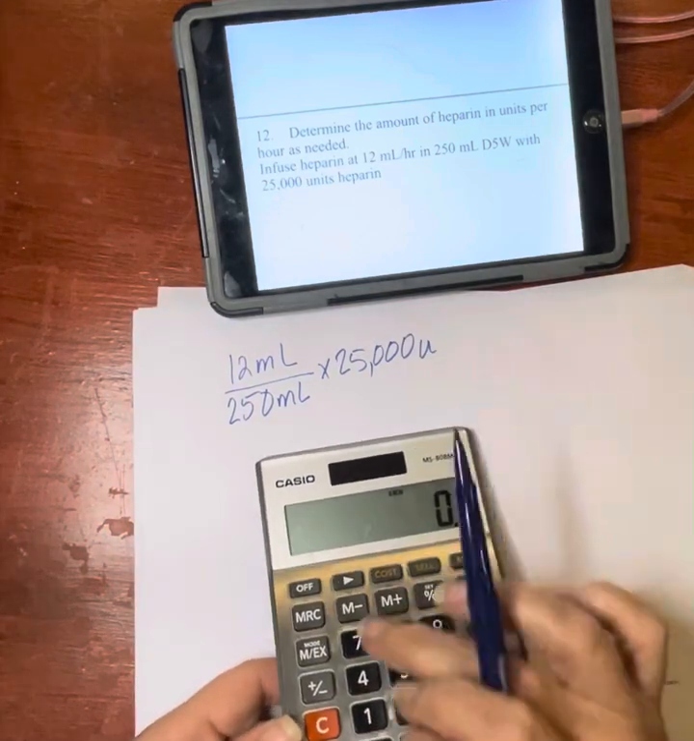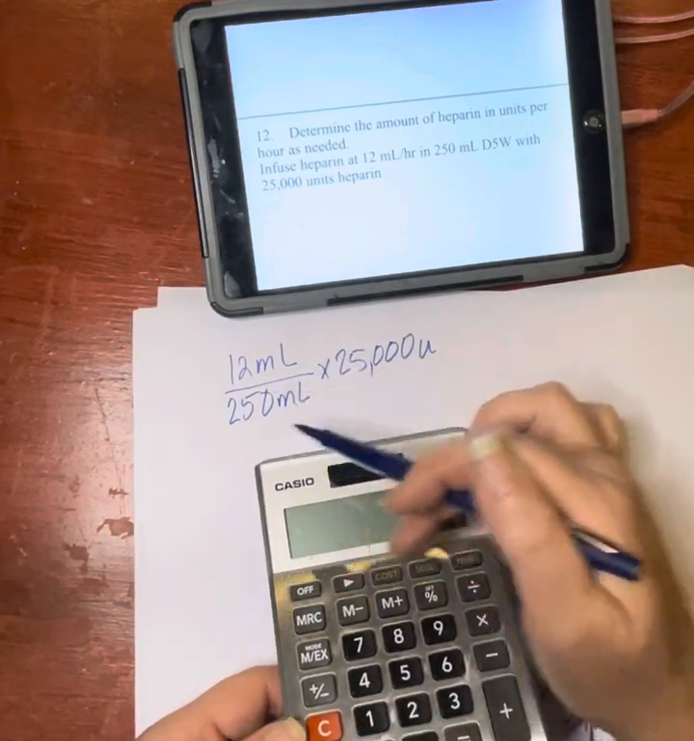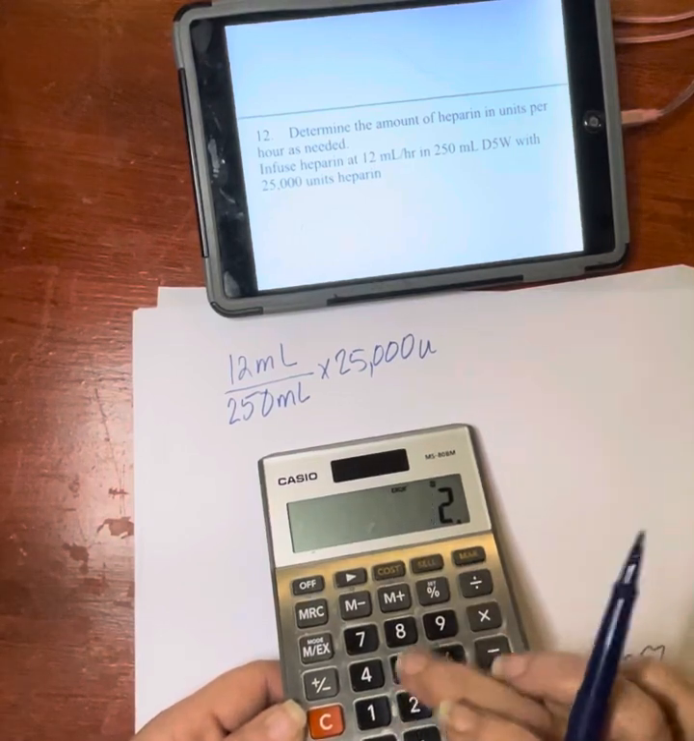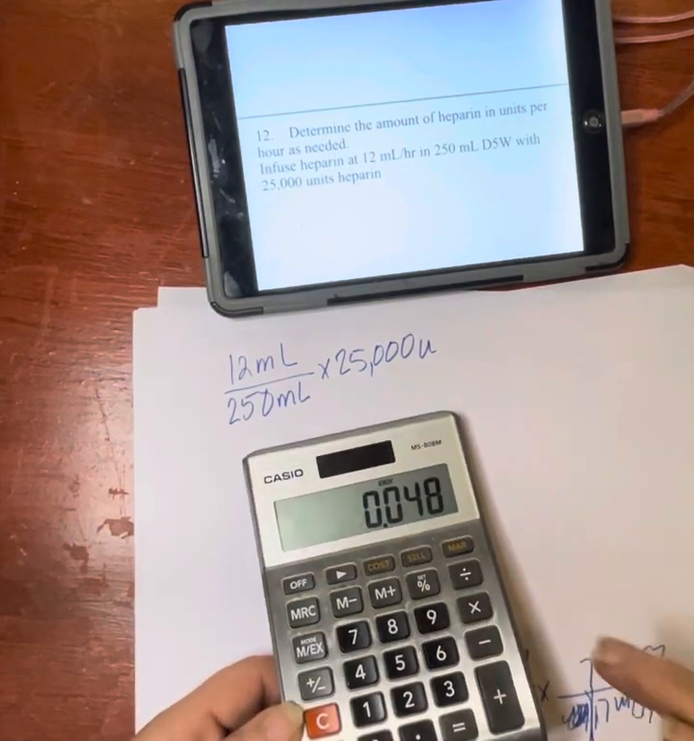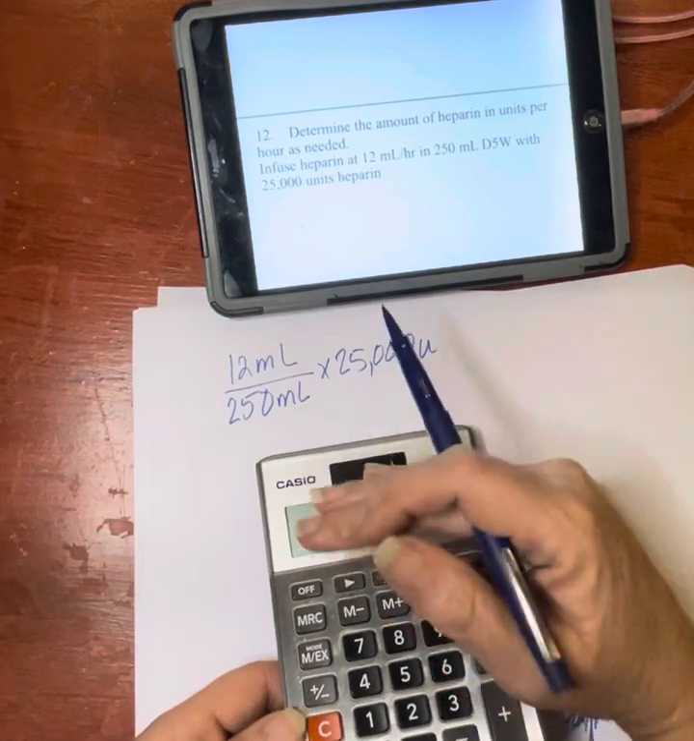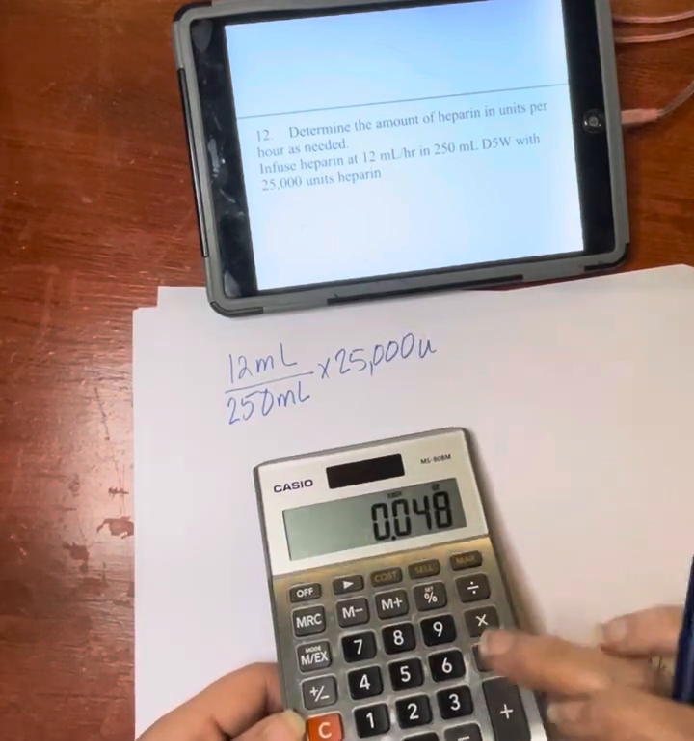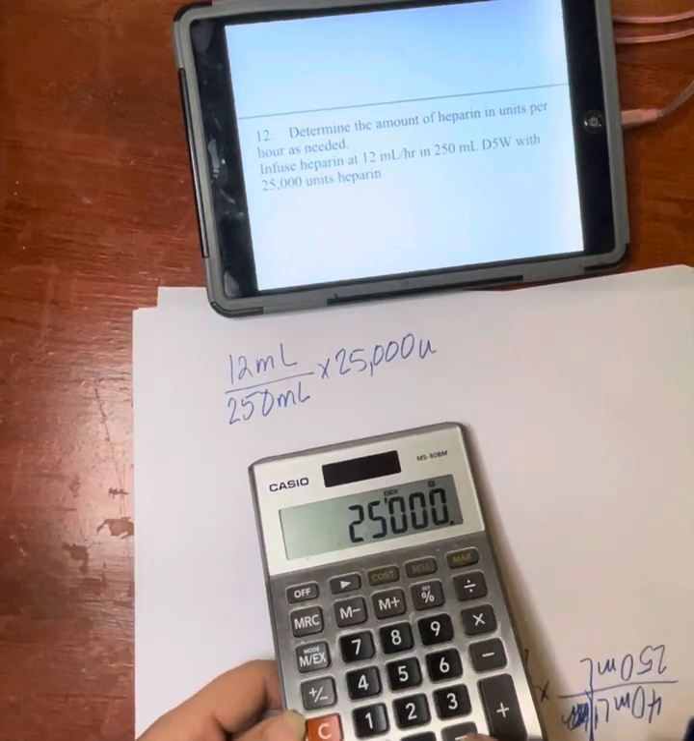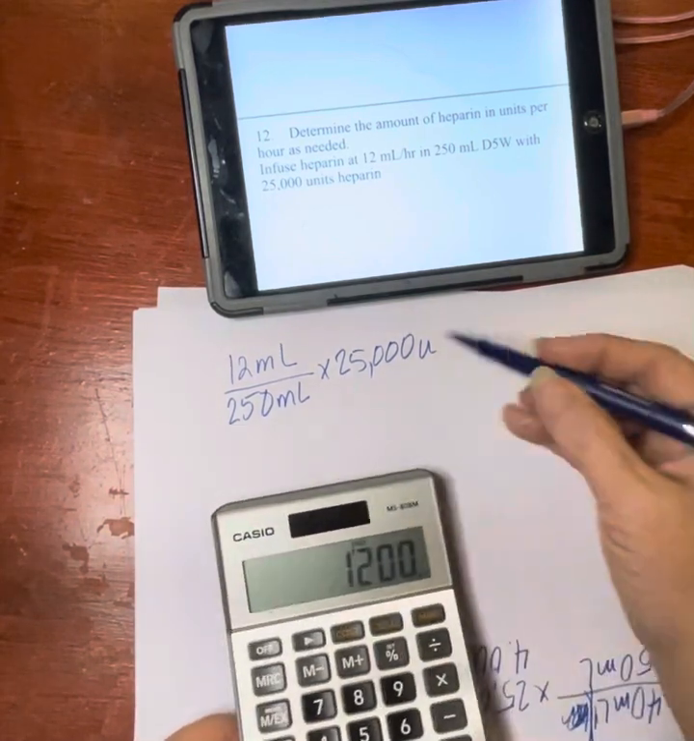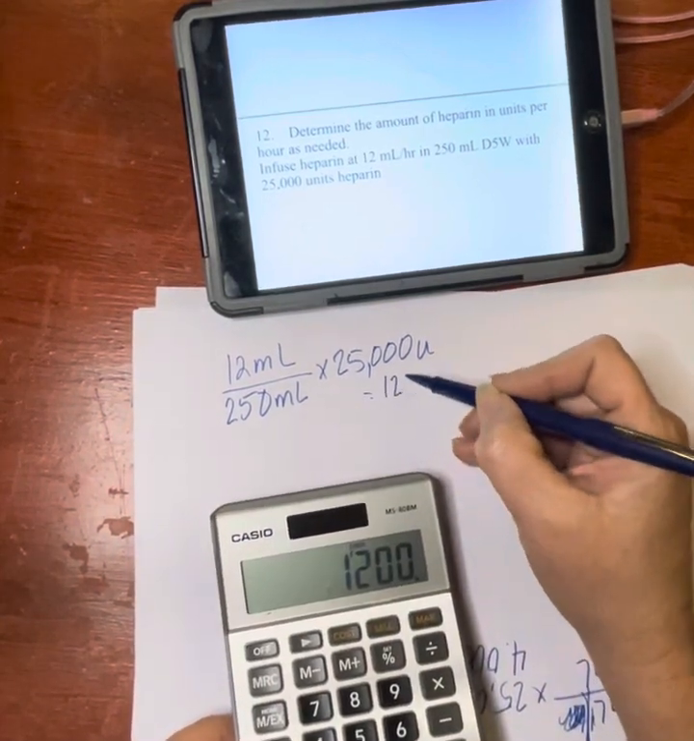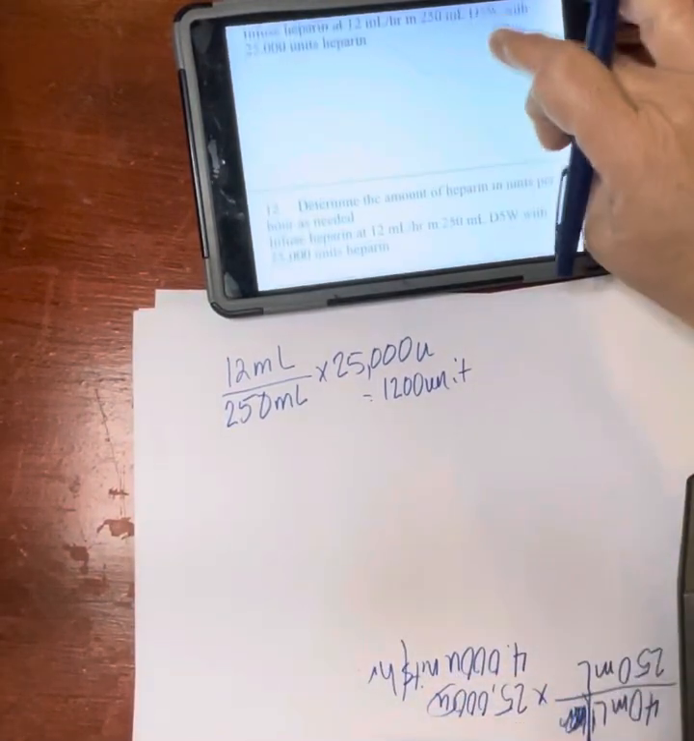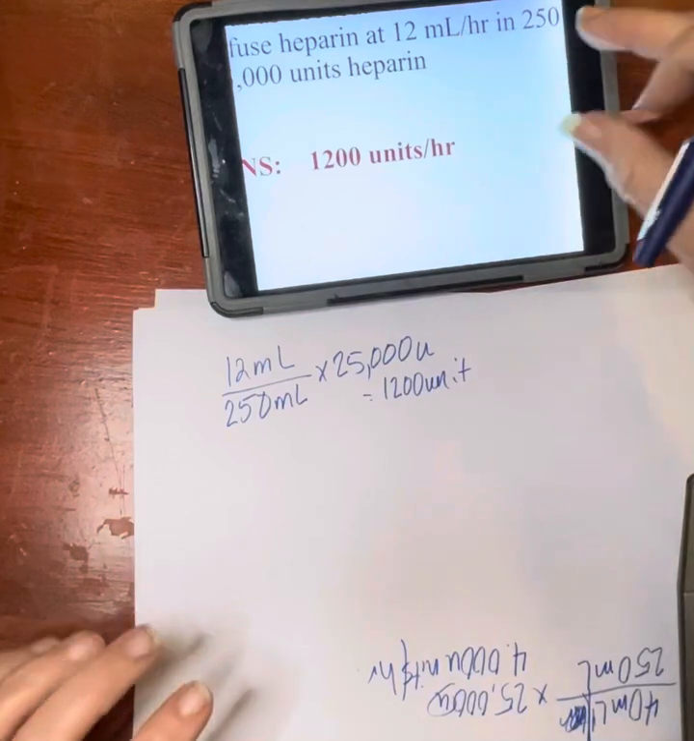All right, here we go. The top divided by the bottom times that. 12 divided by 250. Don't even look at it because you're not done. And I don't want it to throw, folks. Some people that would throw. 25,000 equals 1,200 units is what they're getting per hour. Look, boom, sure enough is.